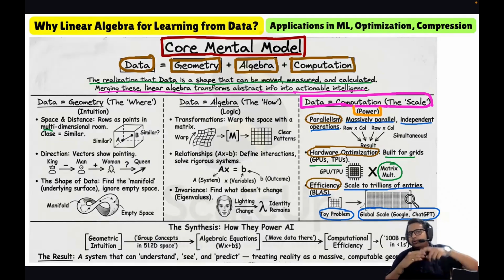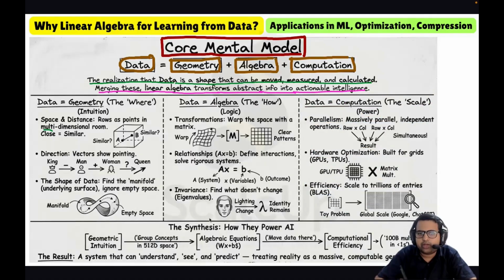Now the data we are dealing with, because of linear algebra, we are representing in the form of vectors and matrices. Because of that, our data becomes massively parallel, and optimized for GPUs and TPUs, wherein billions of simultaneous matrix multiplications can be performed, and our data will be efficient. It can be scaled to trillions of entries, and we can move from toy problems to global scale systems.